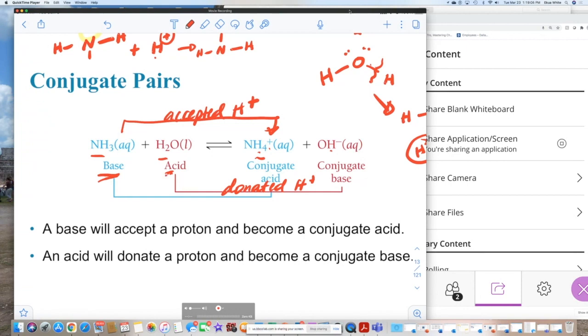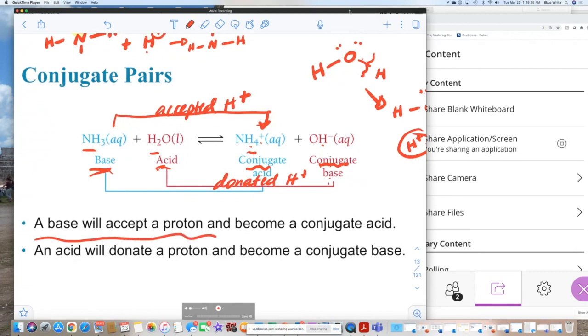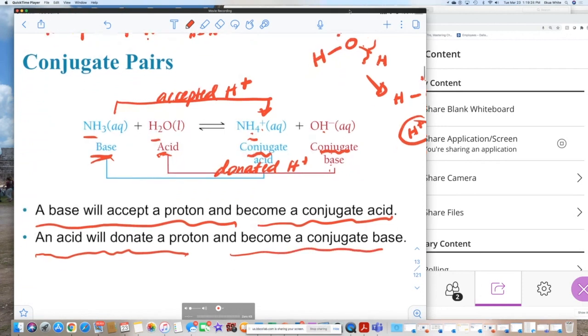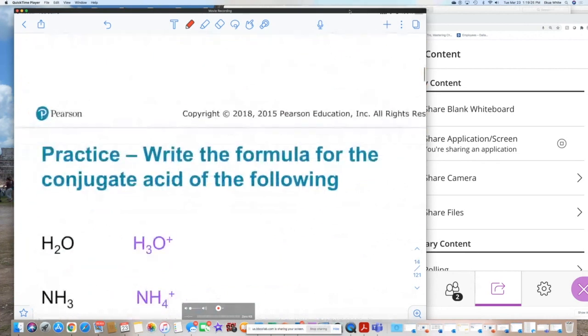So you cannot have acid and conjugate acid. It's always acid and conjugate base. So the products get named conjugate. The reactants just get the regular name. Okay? So a base will accept a proton and become a conjugate acid. An acid will donate a proton and become a conjugate base. Okay? And that's what we see here.